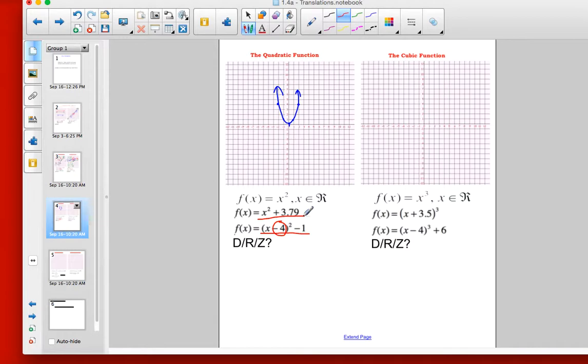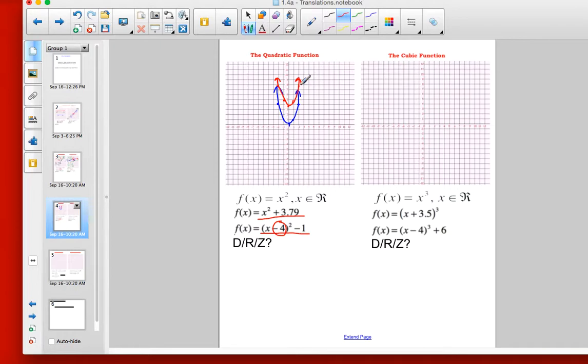If it's just x being squared, then you're talking about up and down. So here, the red one, literally all of the graph, not just the vertex, all of the points are being shifted up 3.79. So you're going to have this, 1, 2, 3, 3.79, right? And that's the new one.